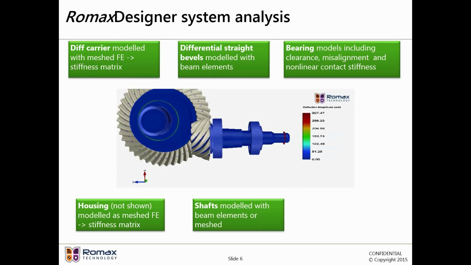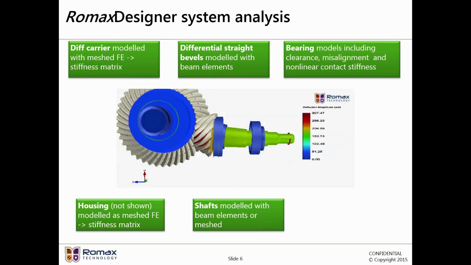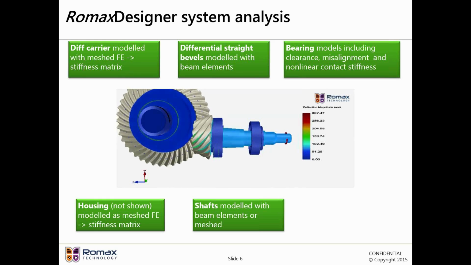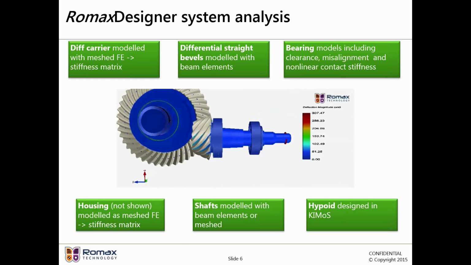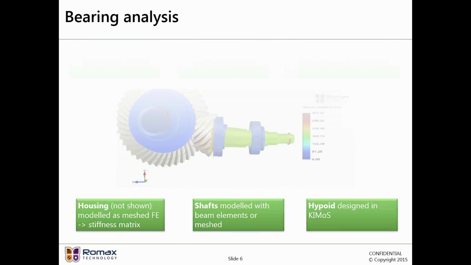Simple shafts can be modeled with Timoshenko beam elements or can be meshed as solid meshed FE components. And that allows you actually to also include flexibility of the bearing raceways and look at the effect of flexibility on the bearing load distribution. And hypoid gears designed in KEMOS using the interface between KEMOS and Romax Designer.